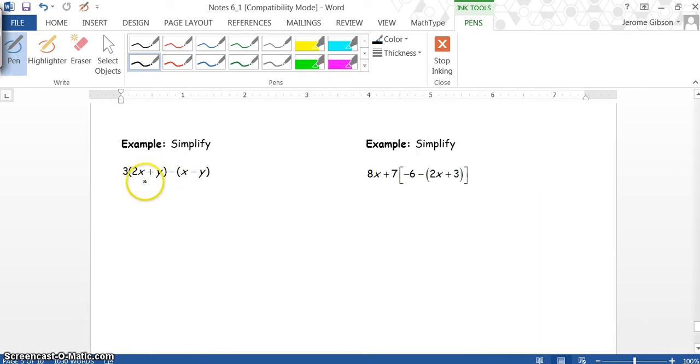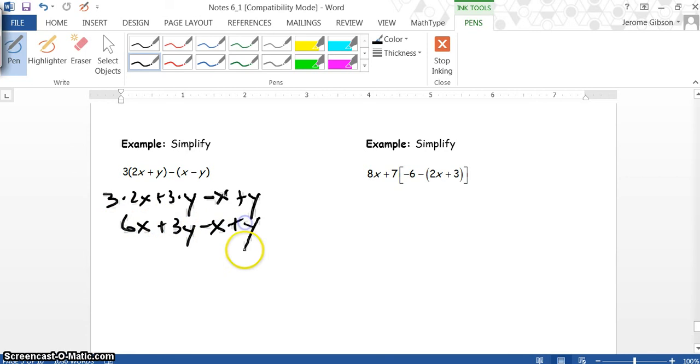Now we have 2 more examples. When we start this off the same, you notice you cannot do anything inside these parentheses, so we will do the distributive property. So we have 3 times 2x plus 3 times y. And because this minus sign is in front of parentheses and there's no exponents, we just change the sign of everything inside this parenthesis. So that'll give us a minus x plus y. So this will be 6x plus 3y minus x plus y.